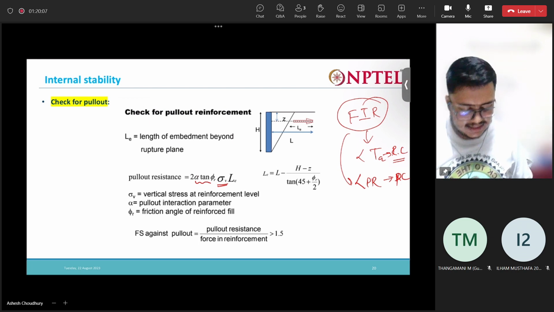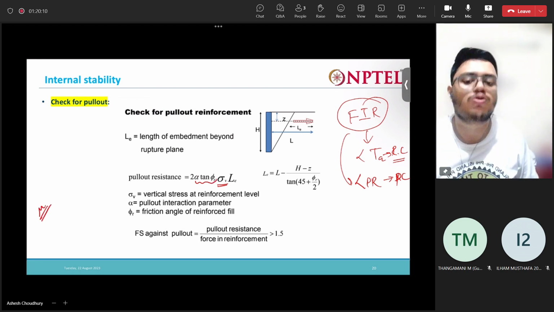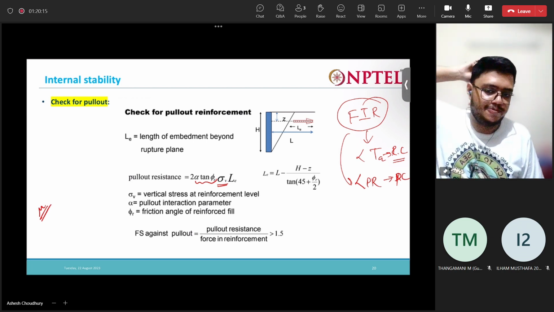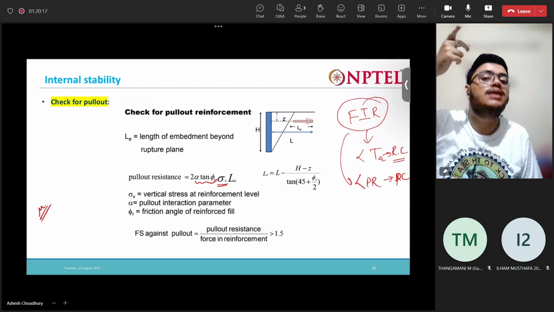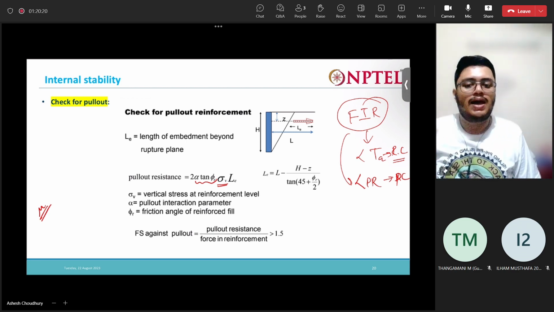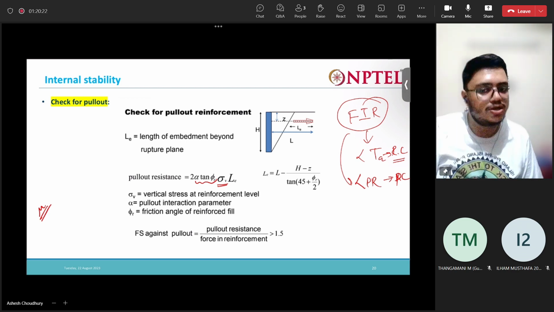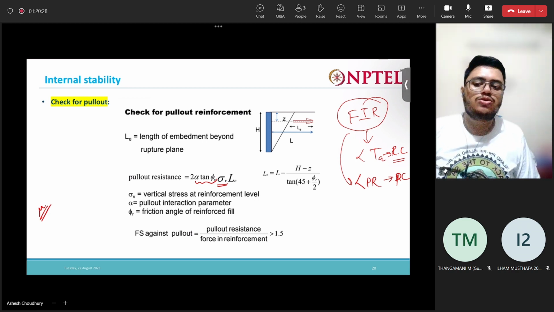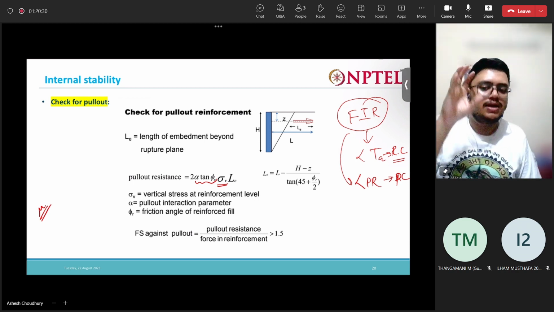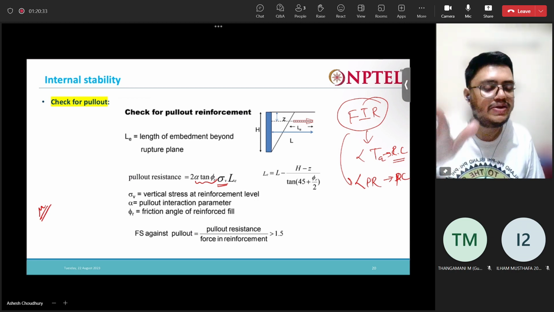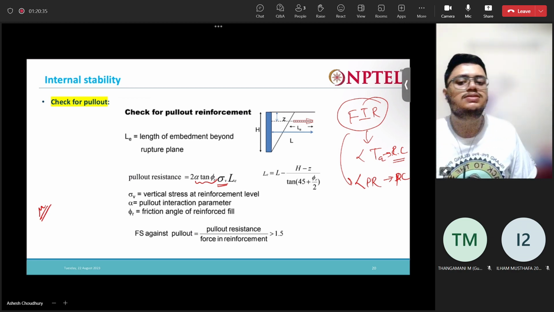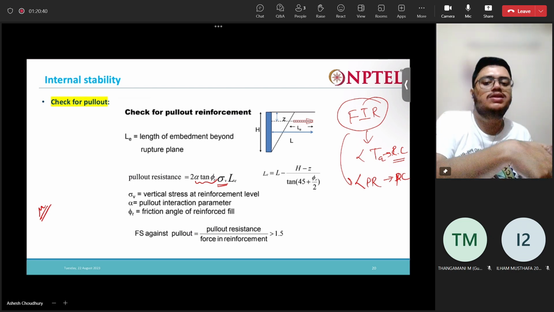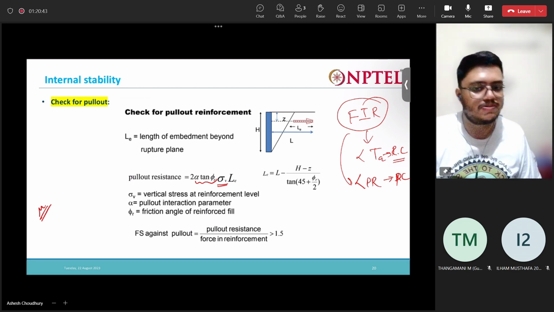So alpha tan phi r is nothing but similar to mu. It is the friction coefficient between the reinforcement and the soil. This friction coefficient times the vertical load gives the frictional force, times 2 because there are 2 surfaces, times L. That will give the total frictional force per unit length.